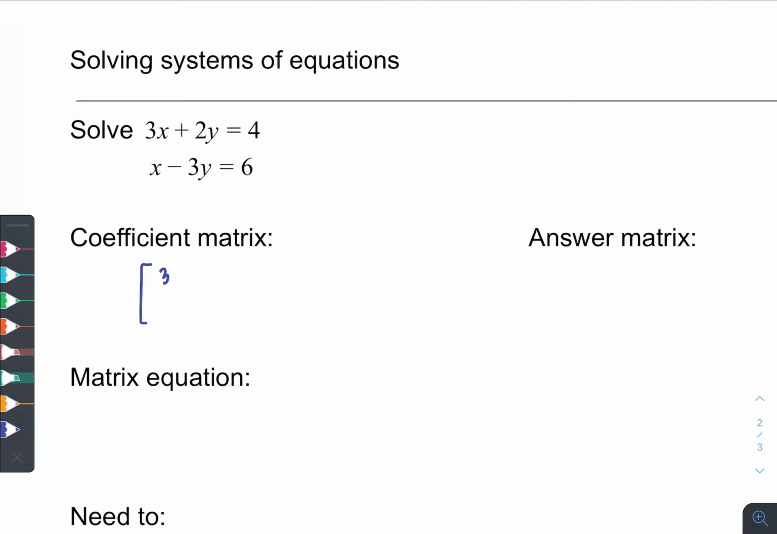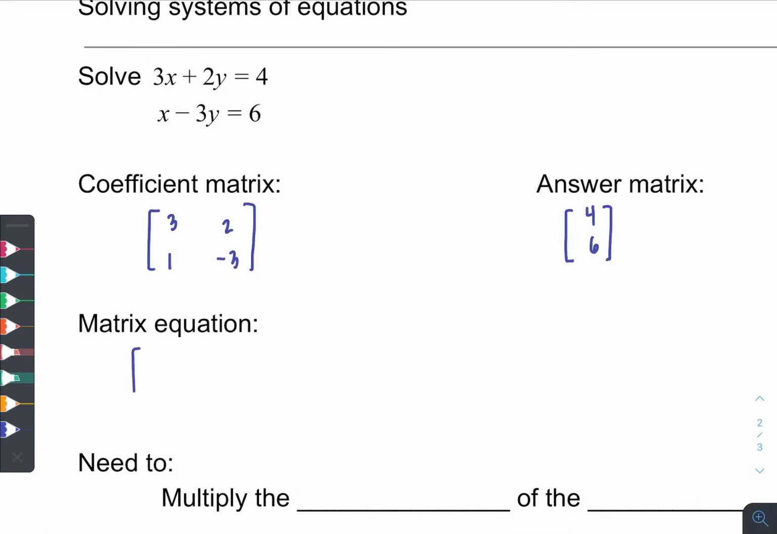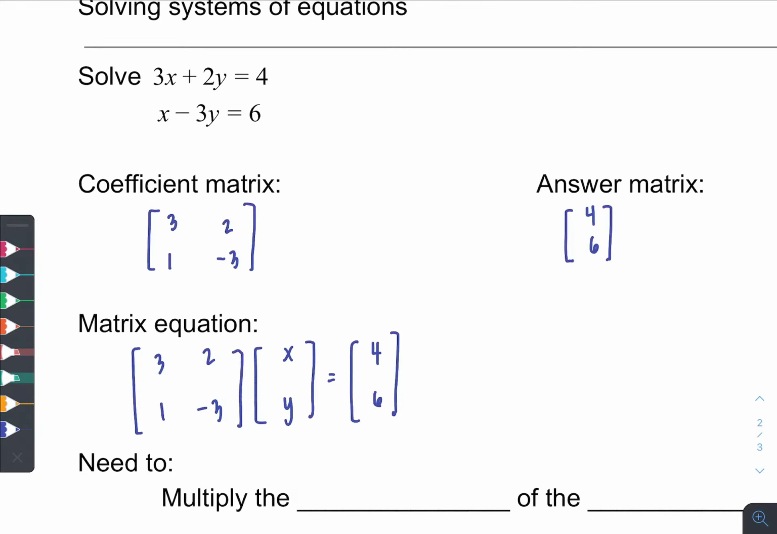So our coefficient matrix is going to be 3, 2, 1, -3. So just taking those coefficients there. The answer matrix is going to be our answers, 4 and 6. So then we're going to set up a matrix equation here. So we're going to have 3, 2, 1, -3 times x, y equals our answer matrix.